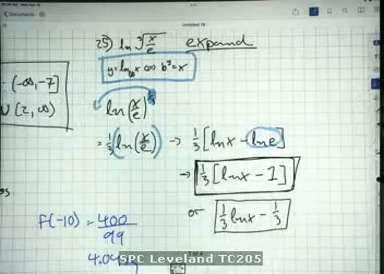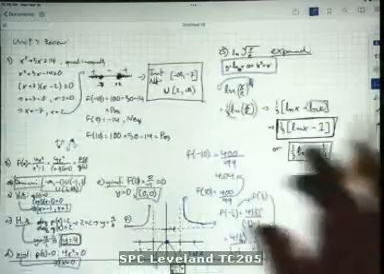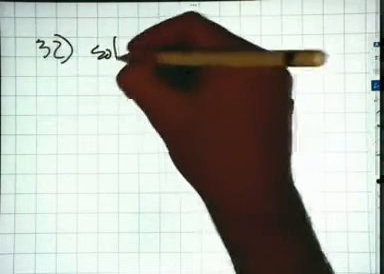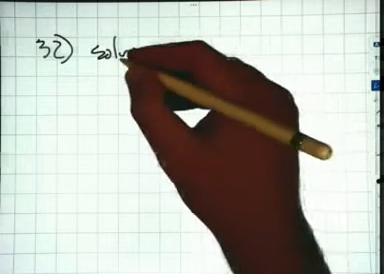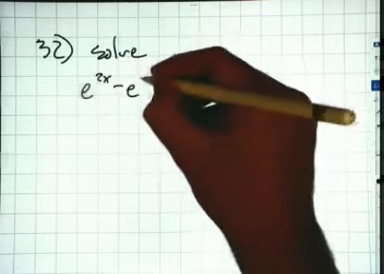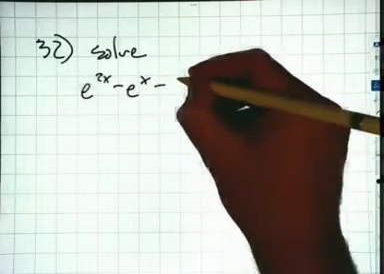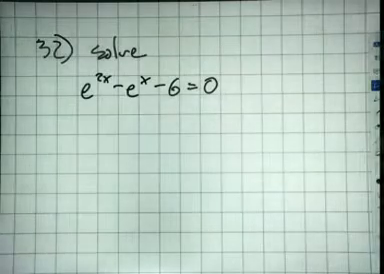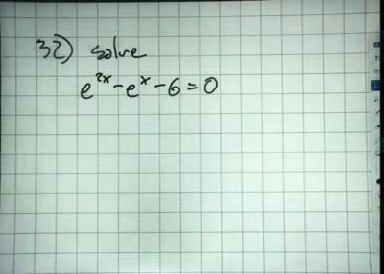Alright, let's make sure. Solve. Alright, so I read the instructions. Solve. 32, we want to solve e to the 2x minus e to the x minus 6 is equal to 0.